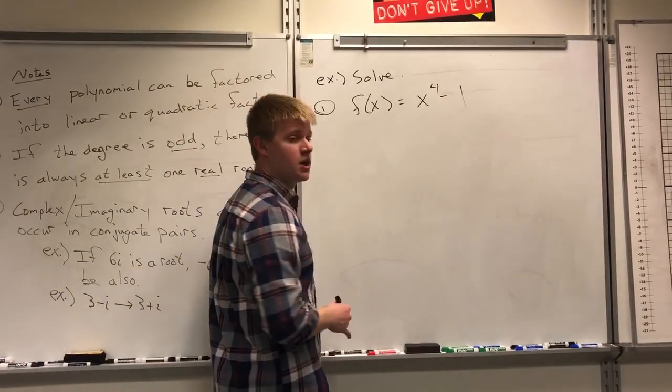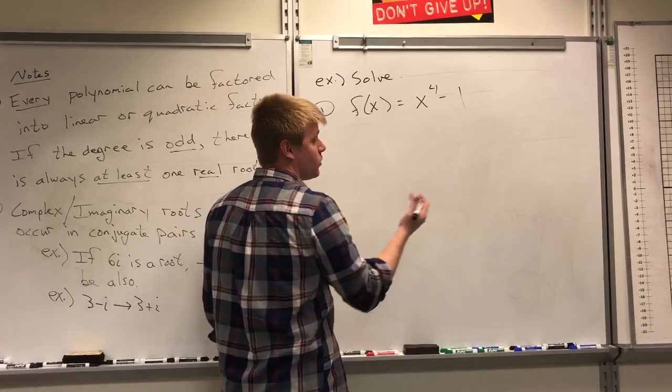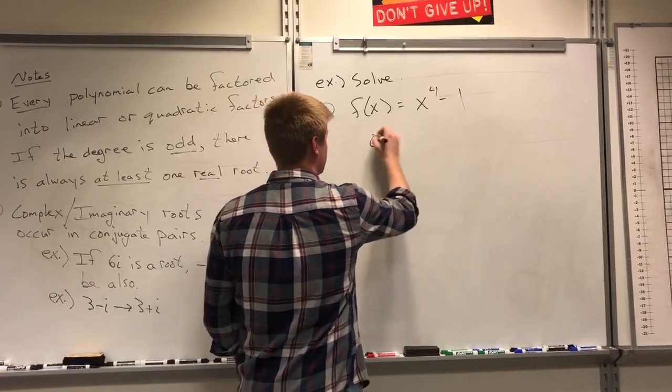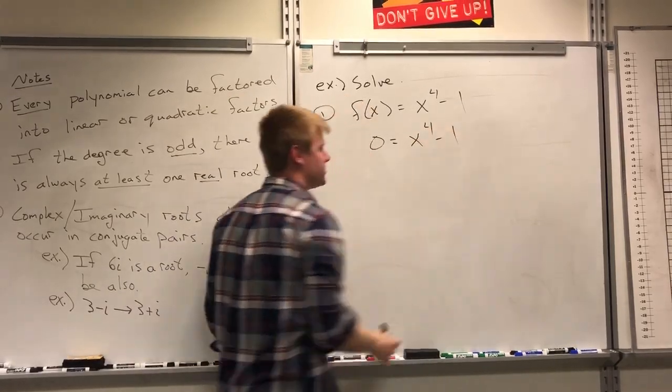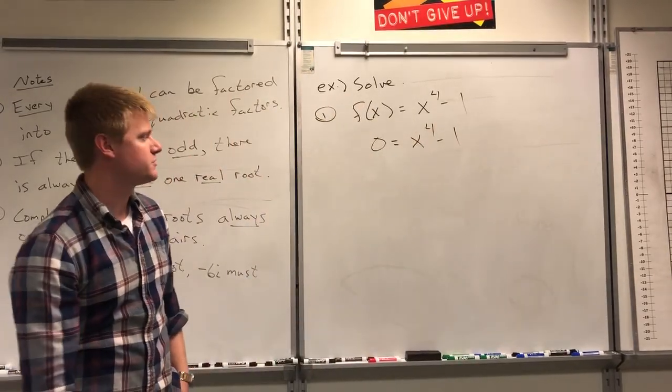So as always, to solve a polynomial, I'm finding its zeros, so I'm filling 0 in for y. As I mentioned, this one is factorable. This is a difference of squares.